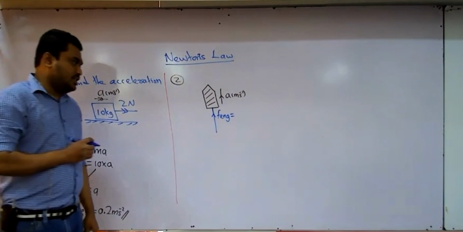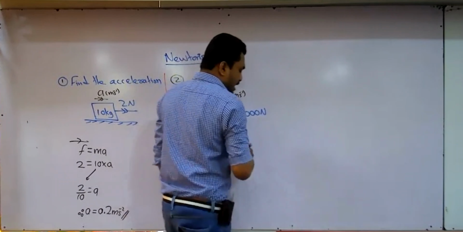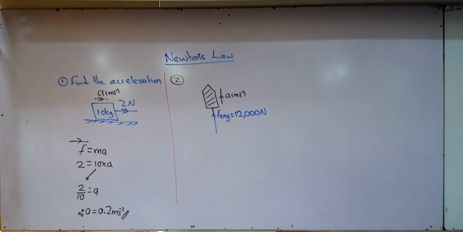If the force given by the engine is 12,000 Newton, and the mass of the rocket is 1,190 kilogram, find the acceleration of the rocket.